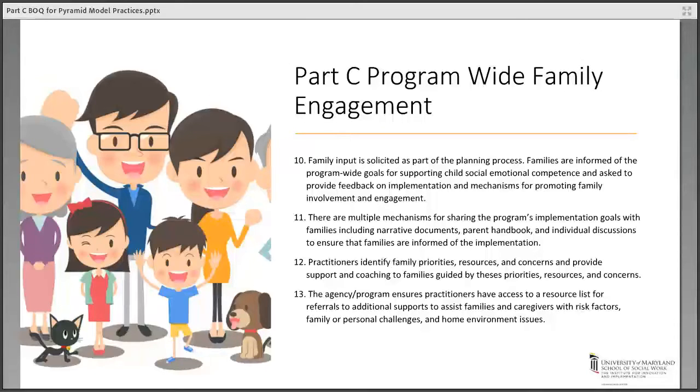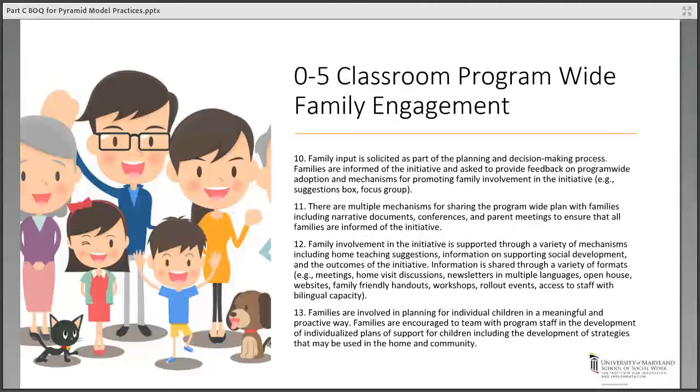And so that can happen narratively, through conversation, through books, notebooks that go back and forth between providers. But there's a special emphasis in Part C about making sure you identify family priorities, resources, and their concerns, and what their priorities are, and how you tailor the social emotional goals to meet the needs of the families. This is generally consistent with the principles of an IFSP.